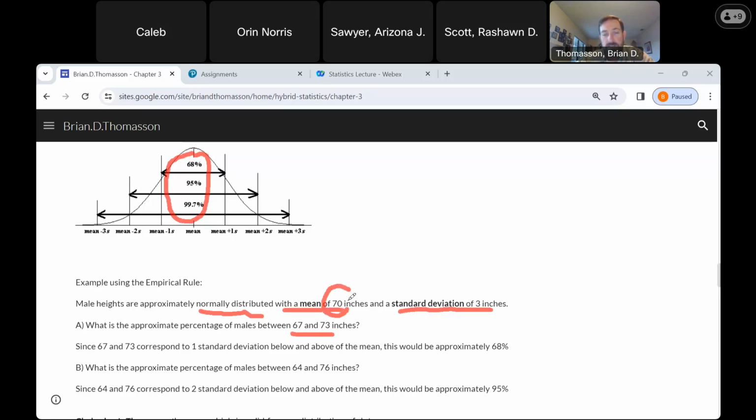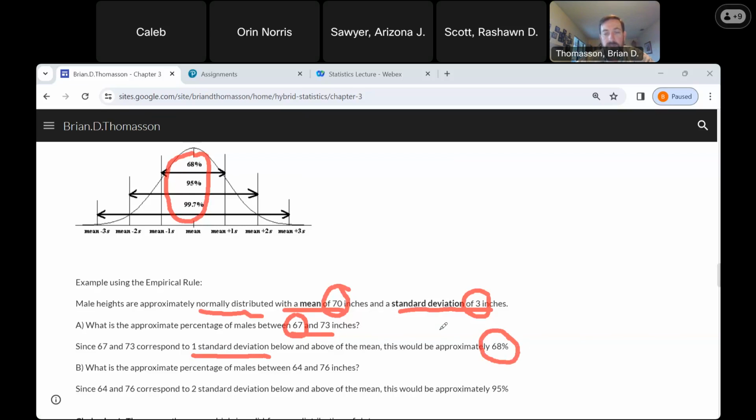So if our mean is 70 and we're going down to 67 and our standard deviation is 3, that means we'd have 1 standard deviation below. So 70 minus 3 gets us to 67. The 70 plus 3 gives us the 73. So it's 1 standard deviation below to 1 standard deviation above. That would be our 68%. Okay.